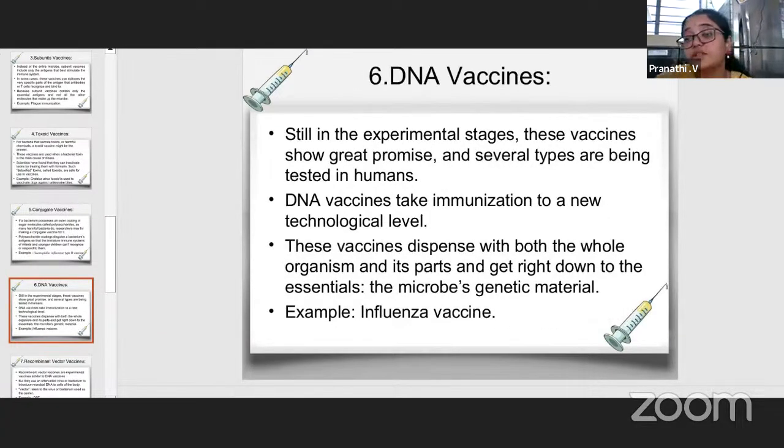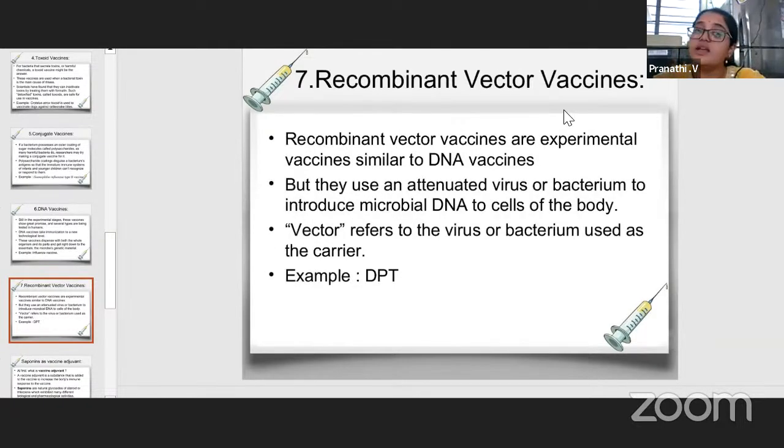Then we have something known as DNA vaccines. What is happening is that DNA is taken, incorporated, and then you get it back into your system. This is going to trigger your immune system again. An example is the influenza vaccine. Now we have recombinant vector vaccines, again experimental. Here an attenuated, that is weakened, bacterium is introduced along with the microbial DNA into the body cells. You have a vector, that is a vehicle being used here. It can be a virus or a bacterium. An example is the DBT vaccine.